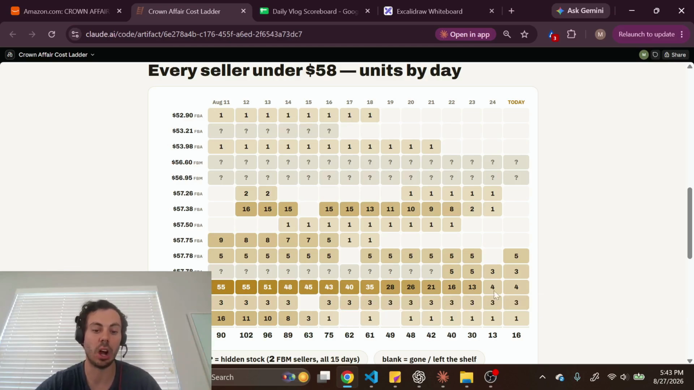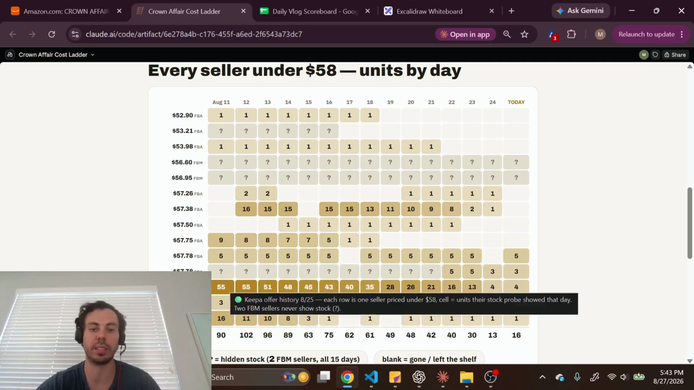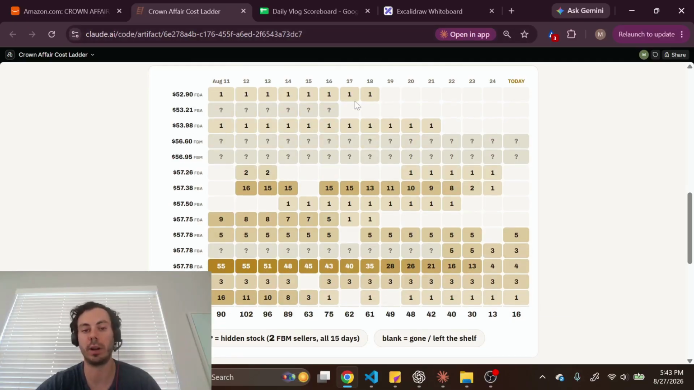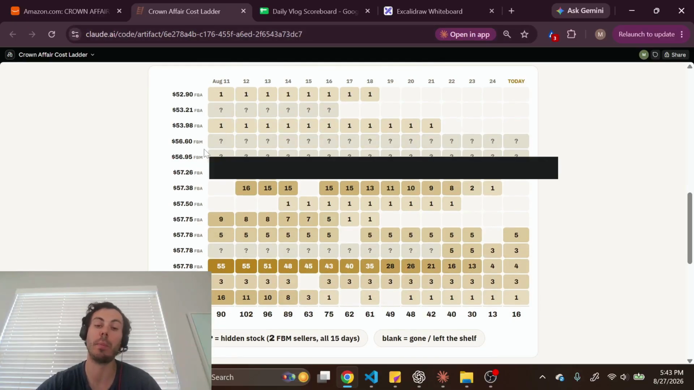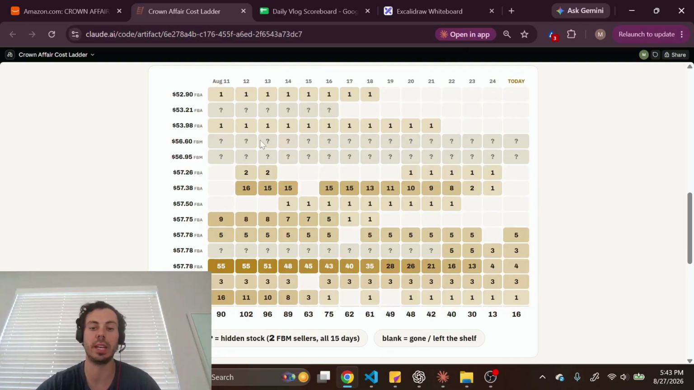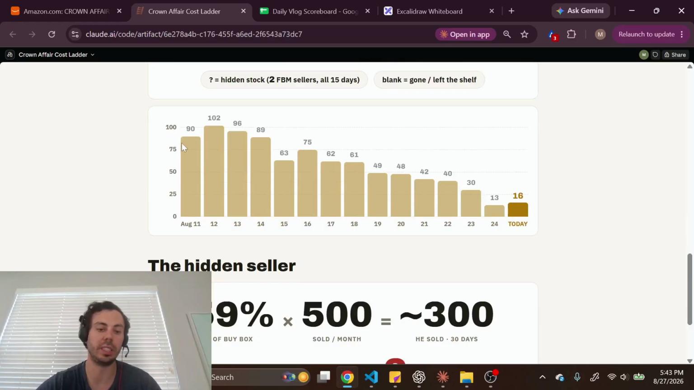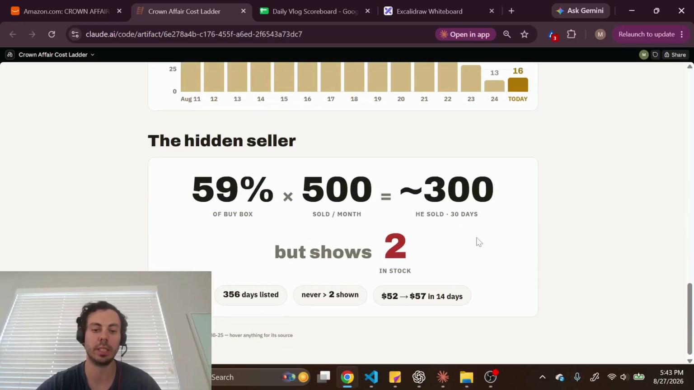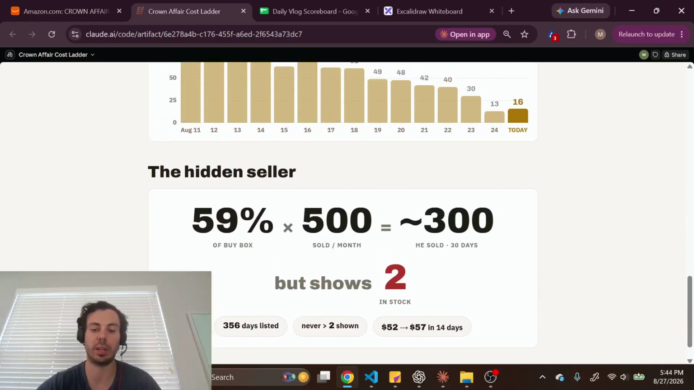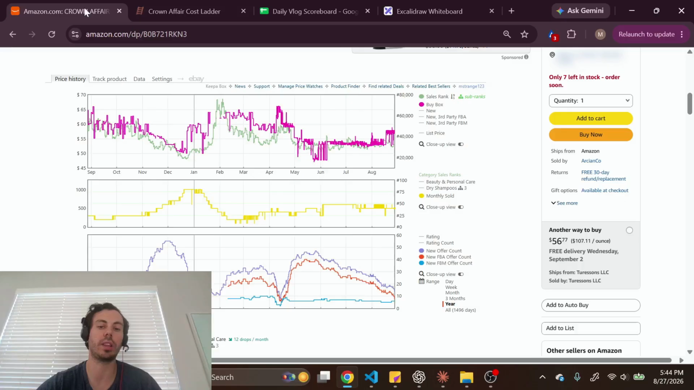This means that they are selling at around this price. And obviously here they're selling out at 11/11. Here these FBM people might be hiding their stock. That's why they keep it in question marks. So we see here the total stock is going down. And so we see that there's a hidden seller, right? So this is the cool part. This is what I thought was interesting.